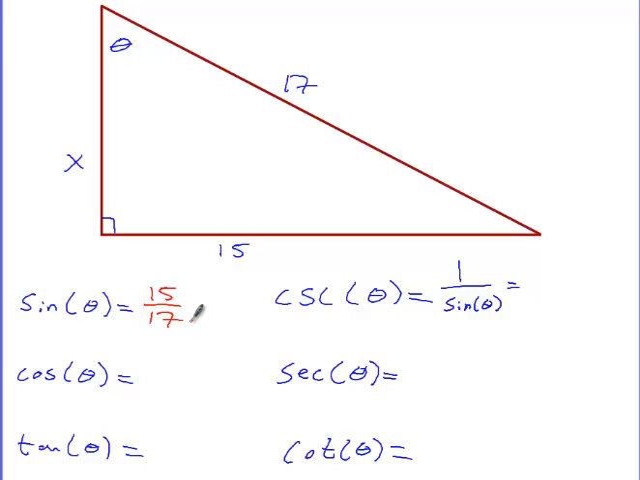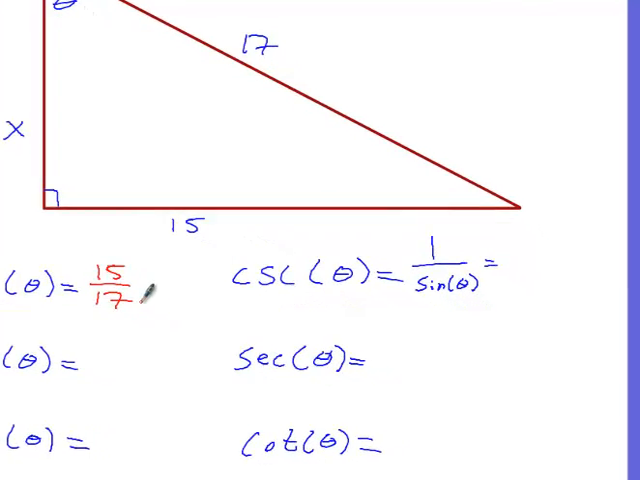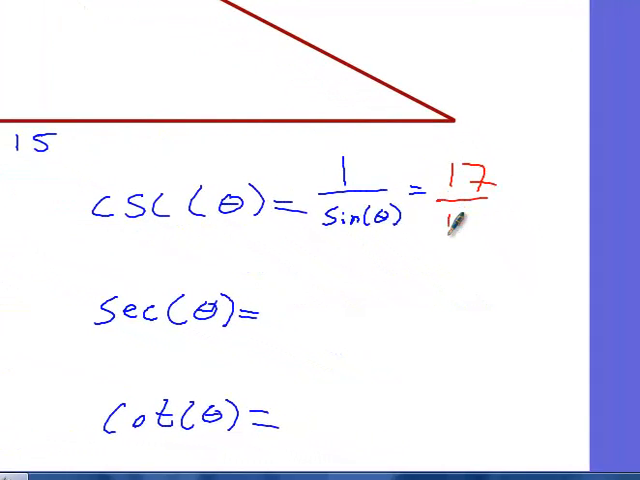Cosecant, secant, and cotangent are called the reciprocal functions because they're just the reciprocal of sine, cosine, and tangent, respectively. So what's the reciprocal of sine? What's the reciprocal of 15 over 17? 17 over 15. Everybody okay? So now I know sine and I instantly know my cosecant. Any questions on that? Okay, how do I find cosine?